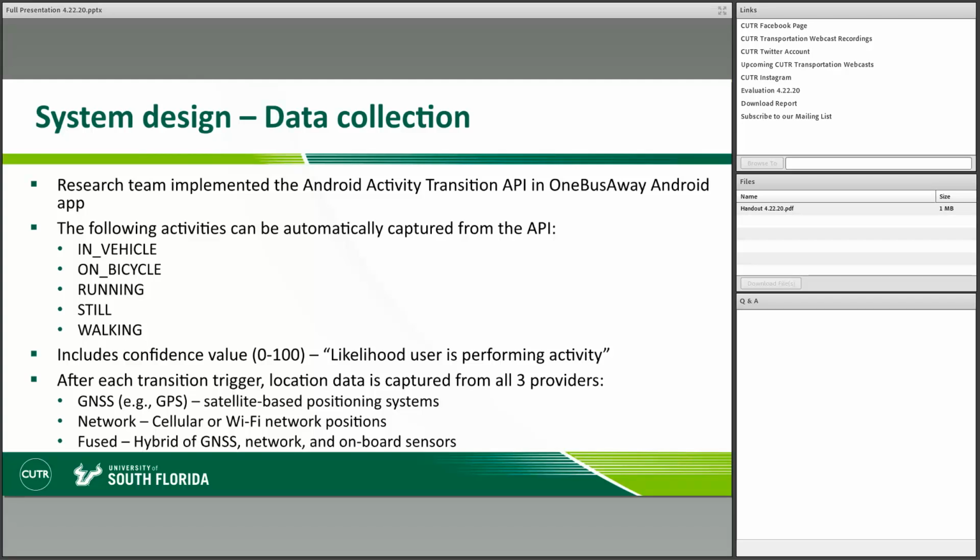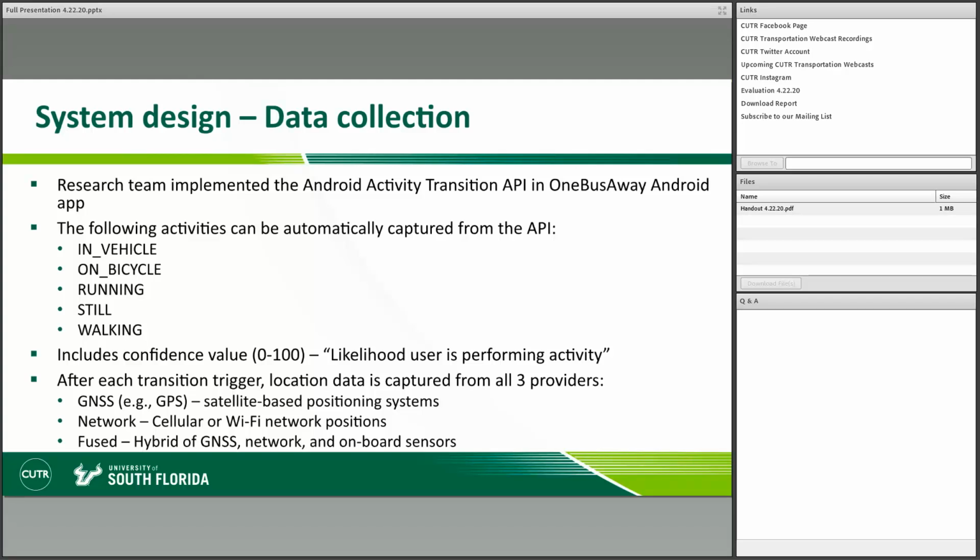Each time we get one of these activity transition API updates, when the device tells us the user has transitioned from one activity to another, we also get a confidence value from 0 to 100. That is supposed to give us some indication of how confident we can be that the user has actually made the transition that's been detected. And that's defined by Android as the likelihood the user is performing this activity.